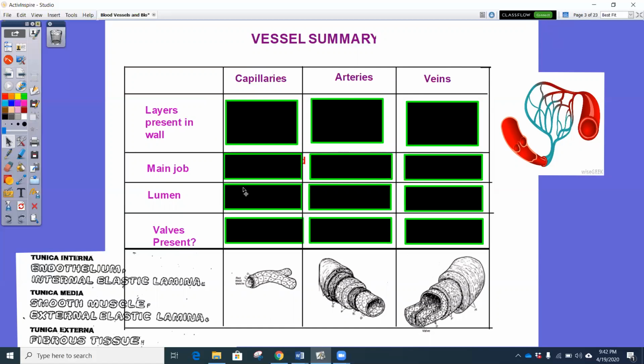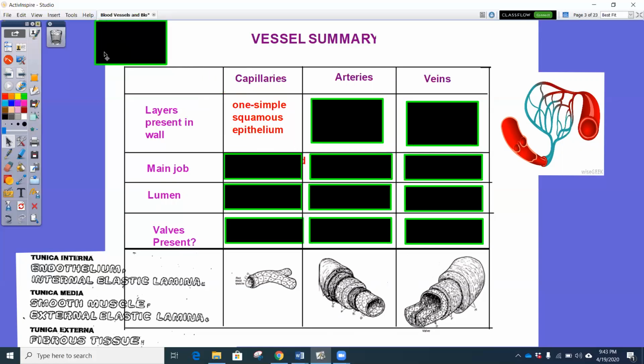We're going to look at the lumen, the hole inside that vessel, and then we're going to see, are there valves present? And we'll talk about the purpose and function of those valves in a second. Now, capillaries, again, they are tiny microscopic blood vessels that will allow for gas exchange.